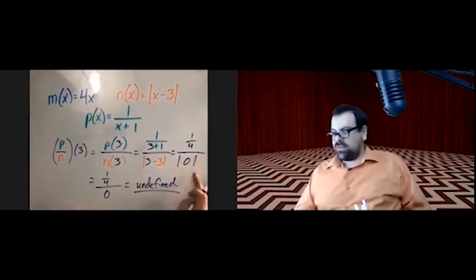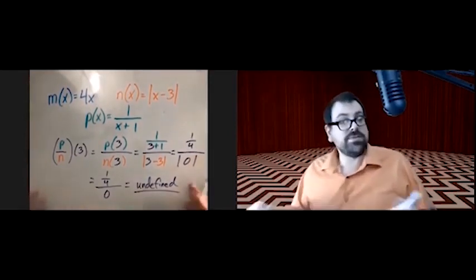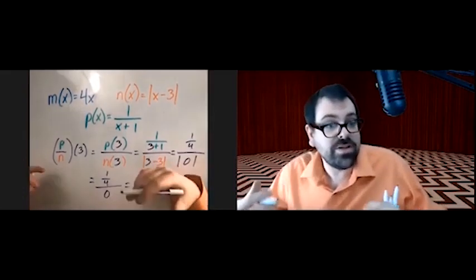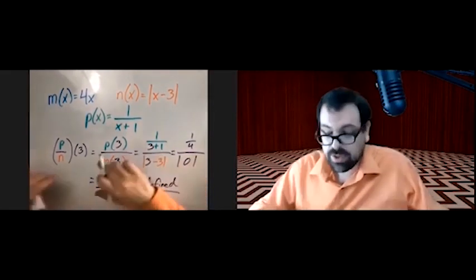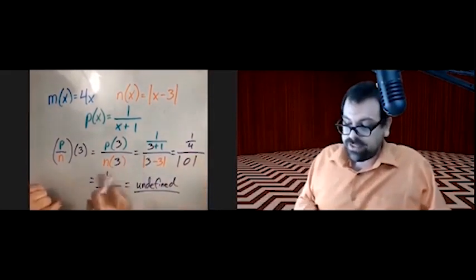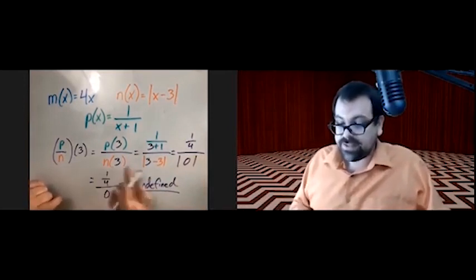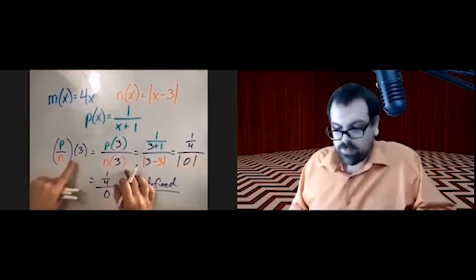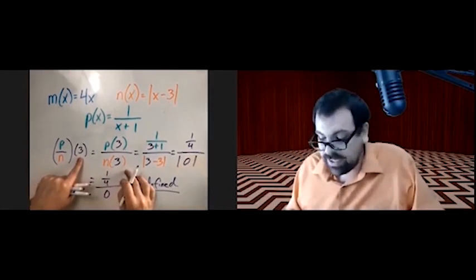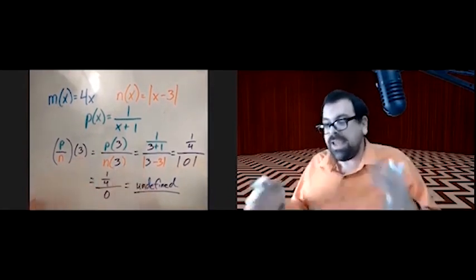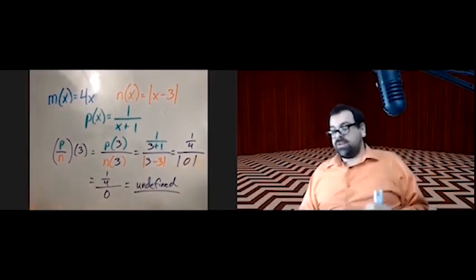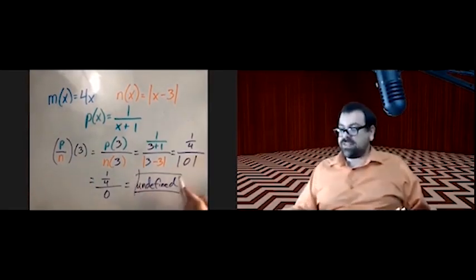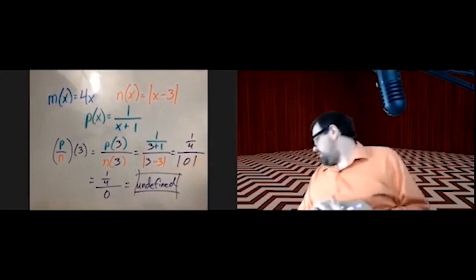This meant the thing on the bottom was equal to 0. So remember, I said when we have the division one, we have to make sure the function on the bottom, in this case, n of x, isn't equal to 0. And when we specifically plug in 3, that's the value that makes n of x equal to 0. So it's the value that causes this to be undefined.